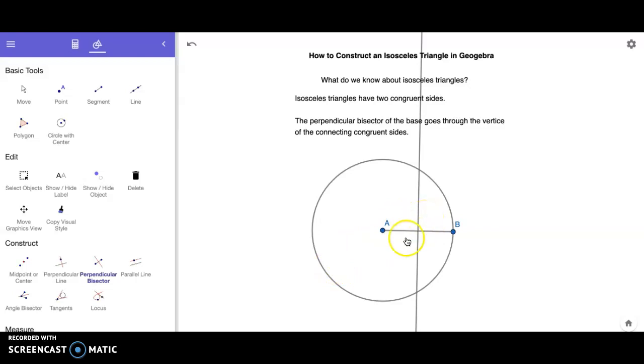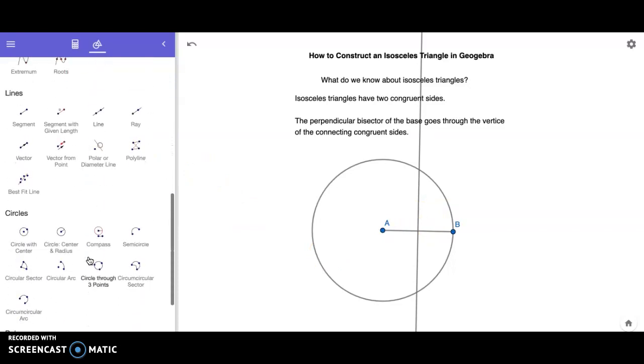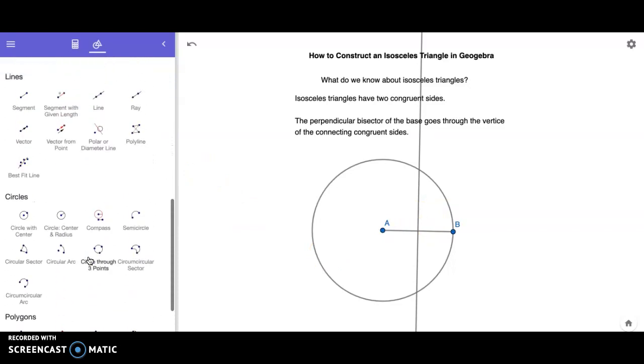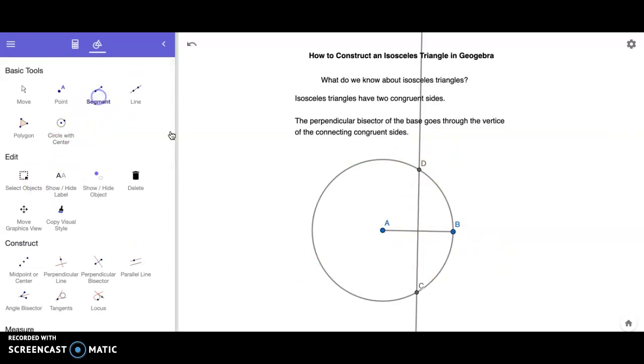And what you're going to do now is create a point at the intersection, so find the intersection tool. You're going to click on the circle and you're going to click on the line. And you see that it intersects at two points here. So you can choose either of those points that you like. I'm just going to stick with point D here. And you're going to take segments and extend them like so.